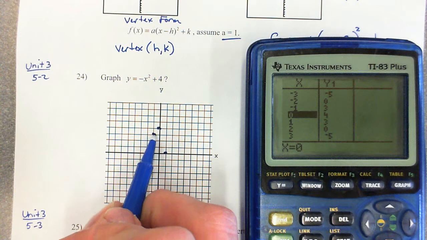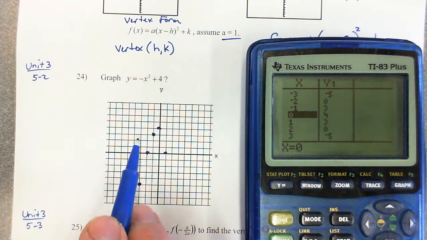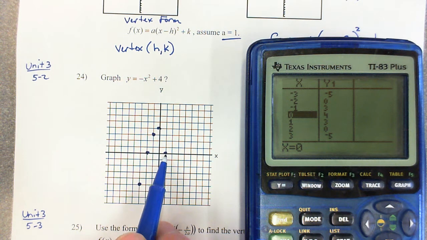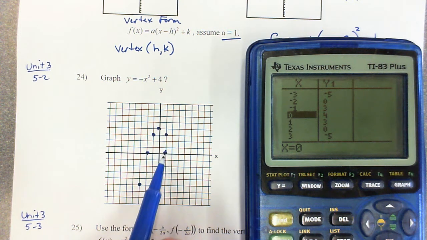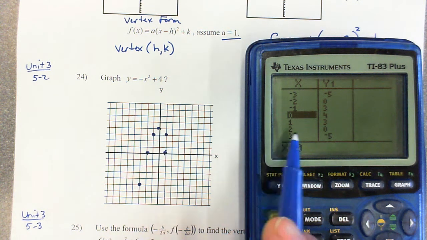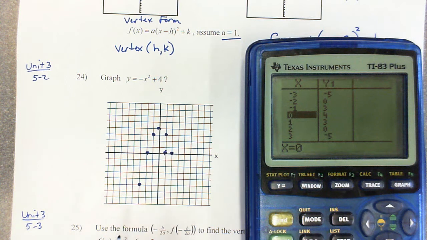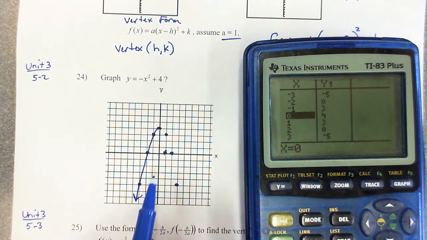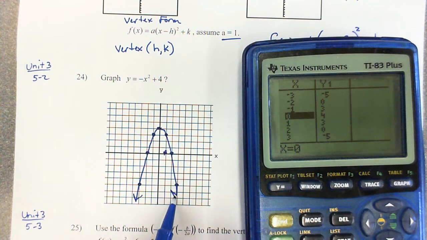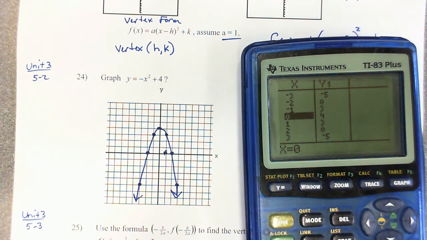at 1, I'm at positive 3. Negative 1, I'm at positive 3. I skipped that one. At positive 1, I'm actually at positive 3. This point doesn't exist there. At 2, I'm back at 0. And at 3, I'm at negative 5. So here is your parabola. Okay? And recall that this is going to be a multiple choice. You're just going to have to pick that out of a multiple choice question.